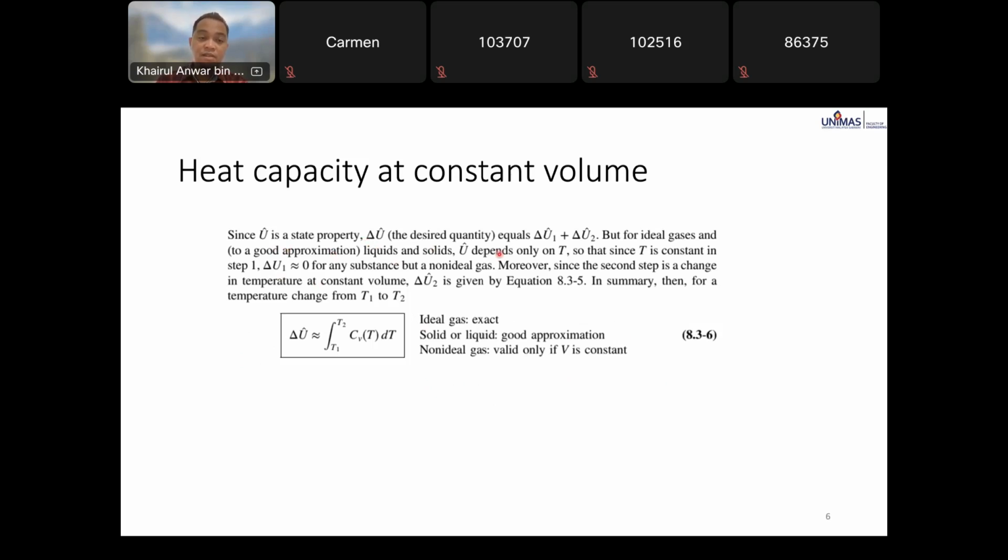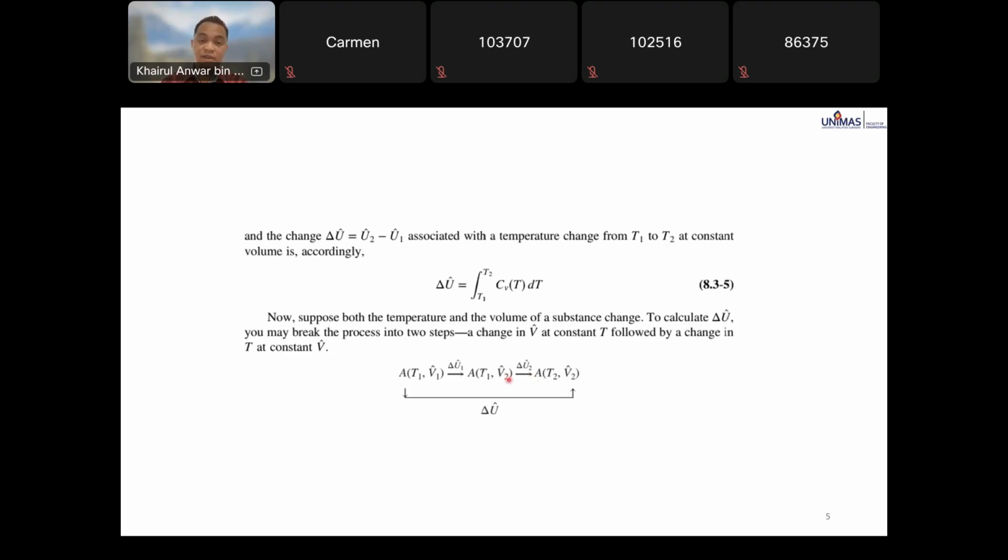For ideal gas, liquid and solid, U depends only on T. So since T is constant in step 1, delta U1 is approximately 0. For any substance that is a non-ideal case, since the second step is a change in temperature at constant volume, this is referred to this one.